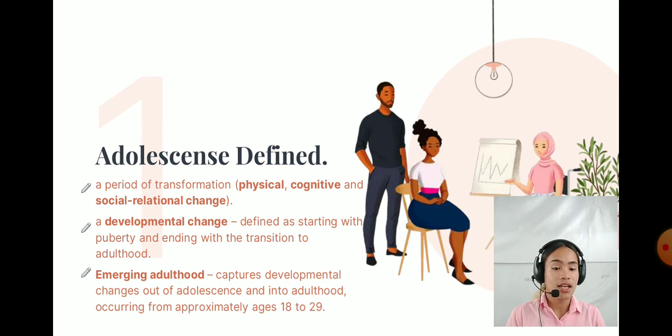Completion of formal education, financial independence from parents, marriage, and parenthood have all been markers of the end of adolescence and beginning of adulthood. And all of these transitions happen on average later now than in the past. In fact, the prolonging of adolescence has prompted the introduction of a new developmental period called emerging adulthood. So this captures the developmental changes out of adolescence and into adulthood, occurring from approximately ages 18 to 29 years old, according to Arnett 2000.